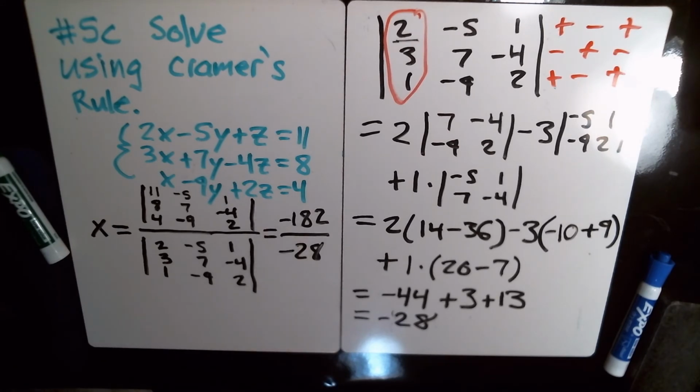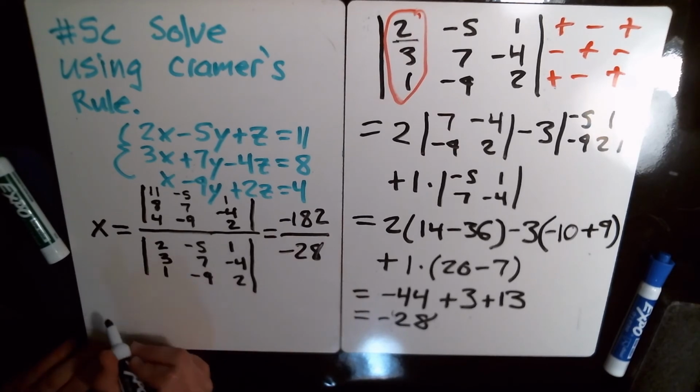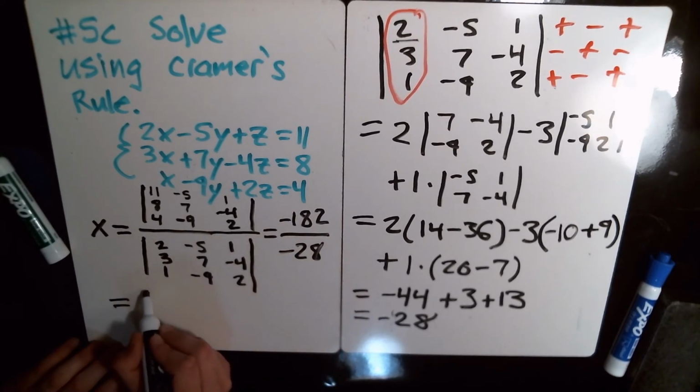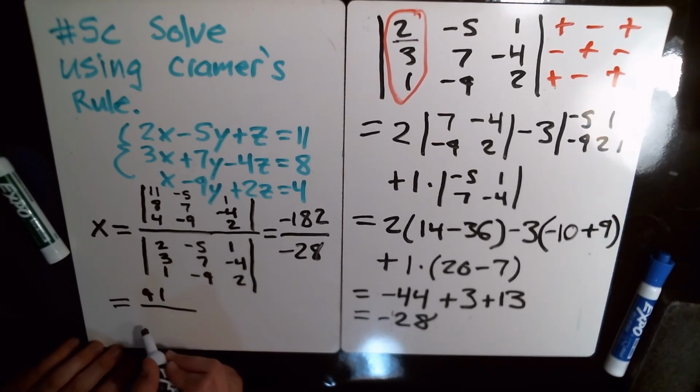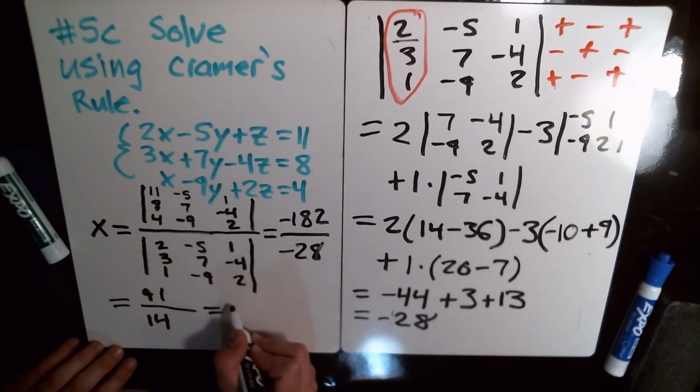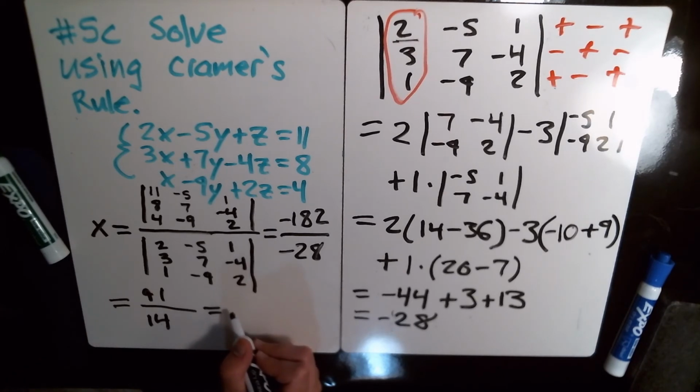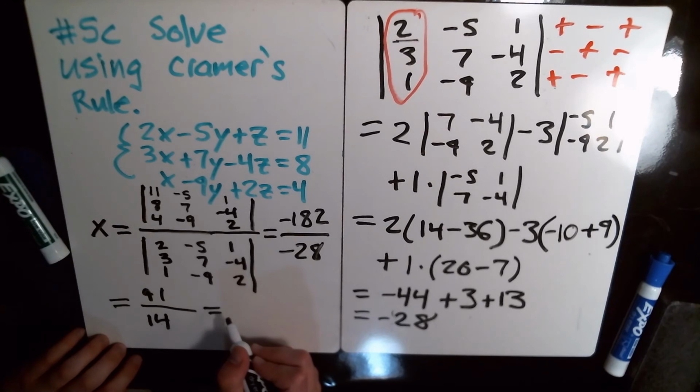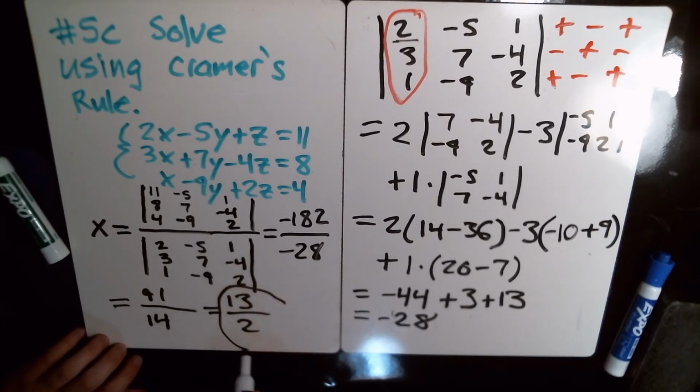And then you could try and simplify this a little bit. I know 2 goes into both of them for sure. So what do we get when we do that? Well, we could cancel out the negative. 91 over 14, and then divide both of those by 2. Maybe? No, 2 doesn't go into them. Does 7 go into 91? It must. 7 times 13. Yeah, 91 divided by 7 is 13, and then over 2. Anyway, so this would be your answer for x.